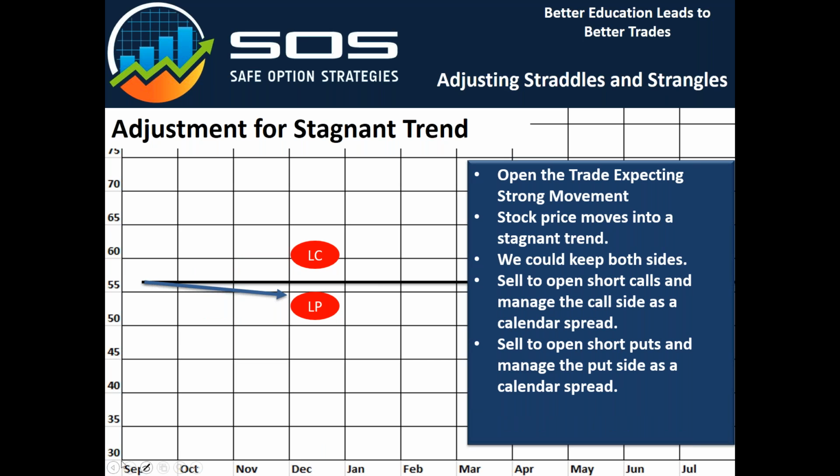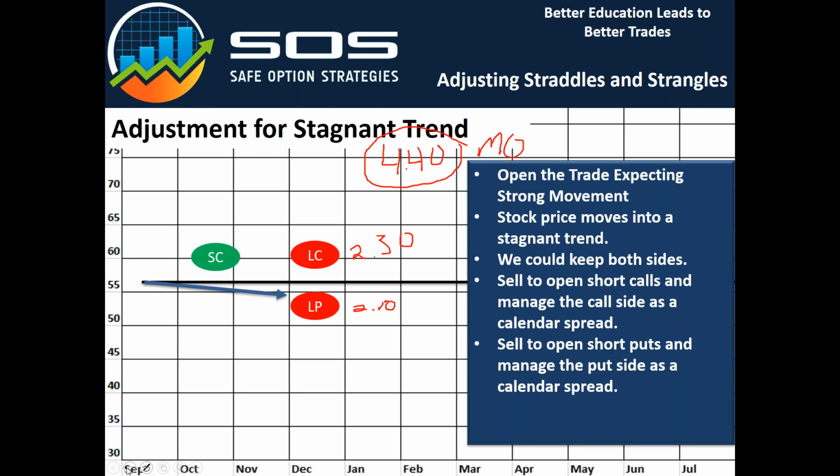Let's say when we opened this trade, we paid $2.30 for our long calls, and let's say we paid $2.10 for our long puts. So our total cost in the trade is $4.40 per share. This is our net debit, this is our max risk, this is our cost basis. This is all money out, okay? 100% money out. We open the trade, it moves into a stagnant trend.